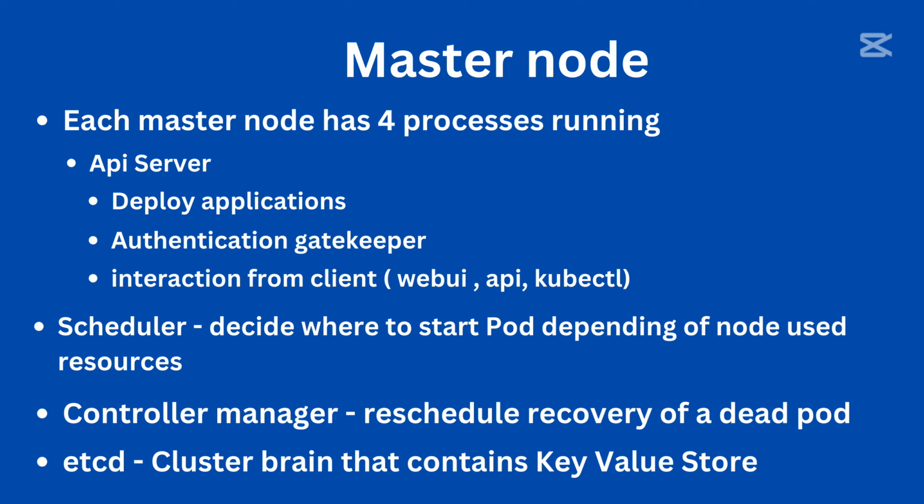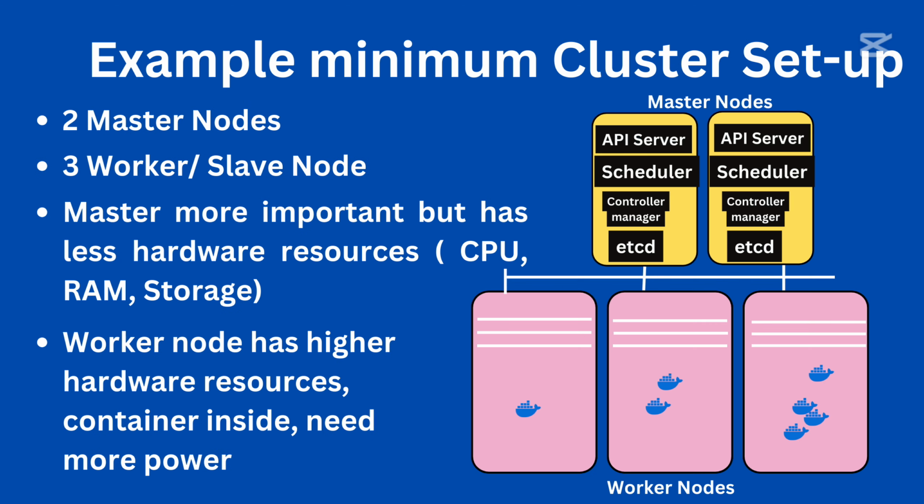around the cluster. The controller manager fixes dead pods. Etcd is like the brain and database of the cluster, storing important information about the cluster's state. To set up a Kubernetes cluster, you need at least 2 master nodes and 3 worker nodes.